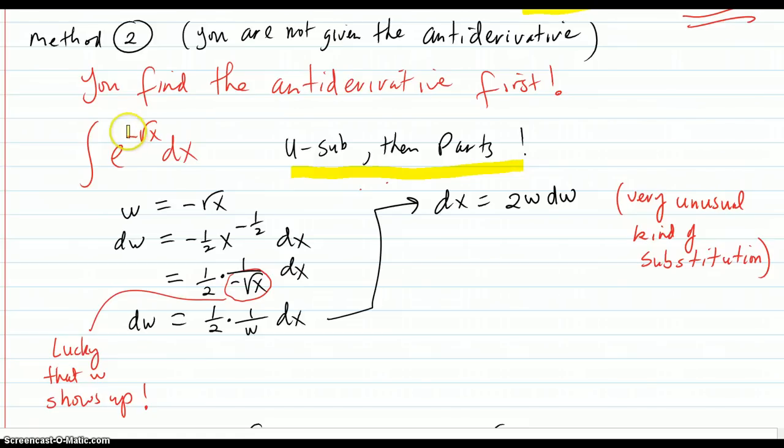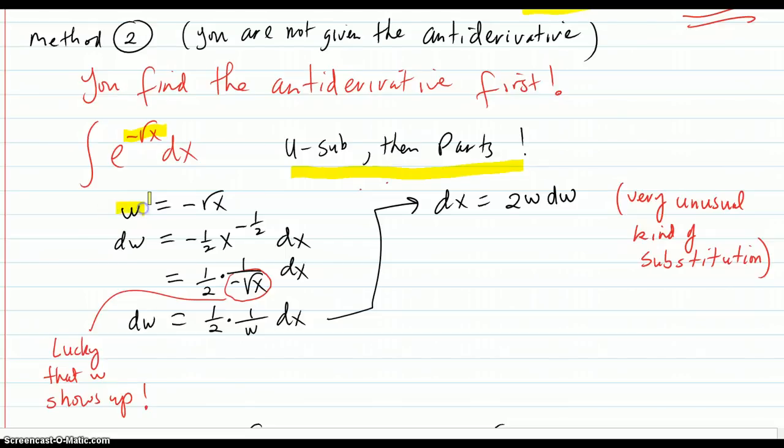Realizing this is a u substitution is unusual, because you're looking at that negative square root of x and you don't see a square root of x anywhere, you know, for the derivative to end up being inside a du or something. So it doesn't look like it's going to work out.